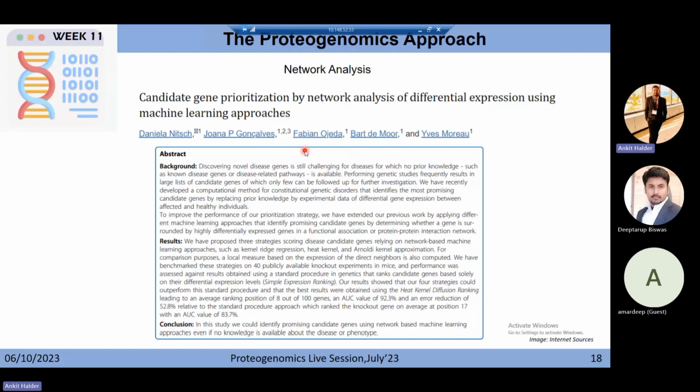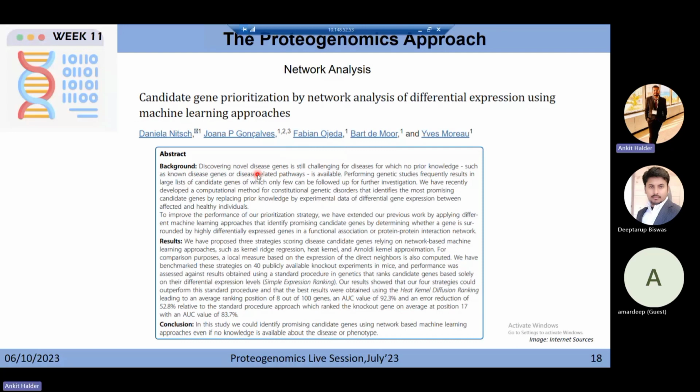So that's why we had discussed to some extent the different machine learning techniques. Now here what we can see is how they have used different machine learning approaches for the network analysis. Here it says that discovering novel disease genes is still challenging for diseases for which no prior knowledge, such as known disease genes, is available. So you can understand that no disease genes or disease related pathways are available.